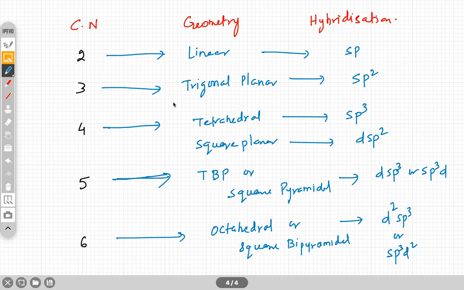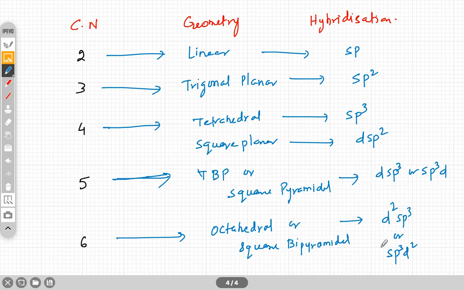See, guys, whether the geometry is TBP or square pyramidal, it depends upon the molecule. Okay. It has nothing to do with the hybridization here. Don't consider this as TBP is dsp3 or square pyramidal is sp3d. Okay, it's not like that.